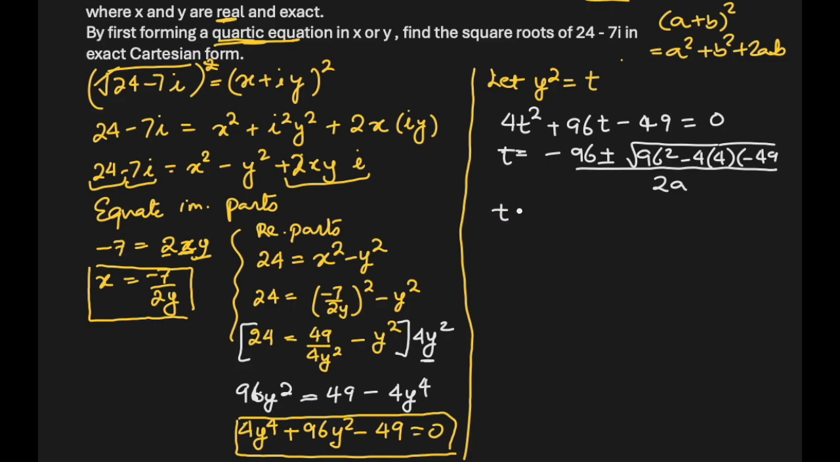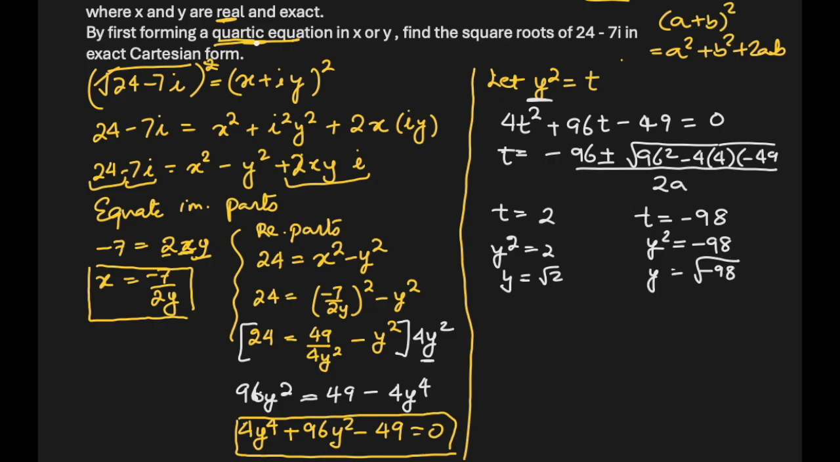So what I'm getting here is t is equal to exactly 2, or t is equal to minus 98. t was not t, it was y squared originally, so let's go back. y squared is 2, so y is square root 2. Here y squared will be equal to negative 98, so y will be square root of negative 98, which is not real, because they've clearly said in the question that x and y are real and exact. So this cannot be an answer because it is not real. So this is our y.